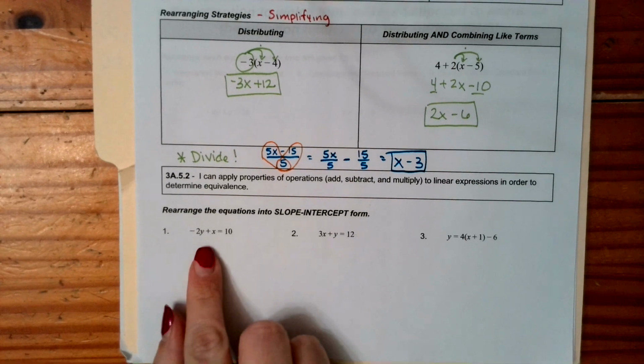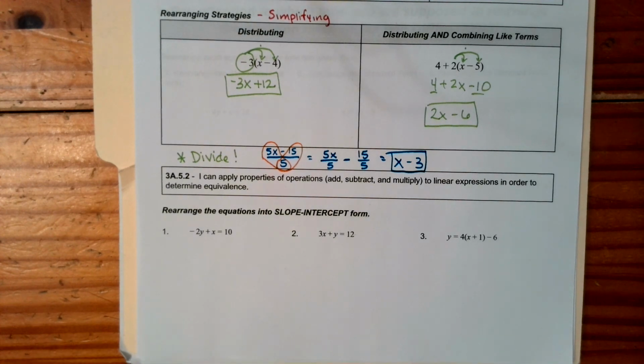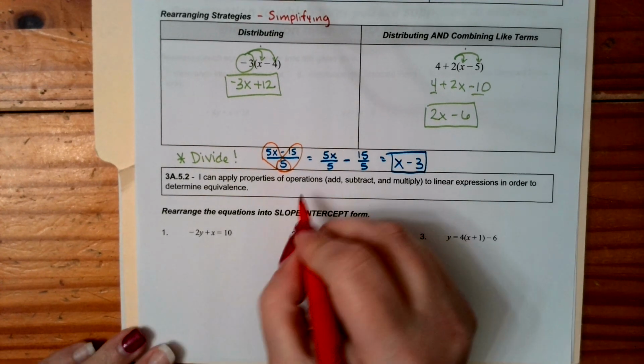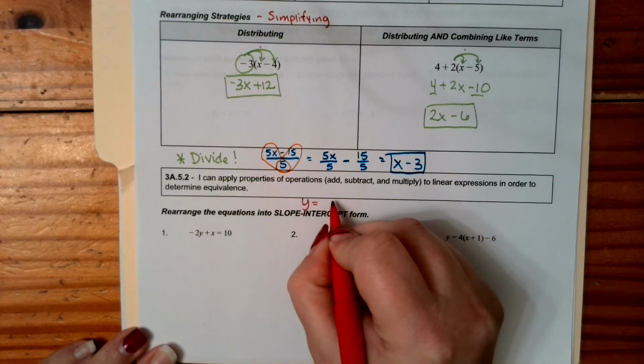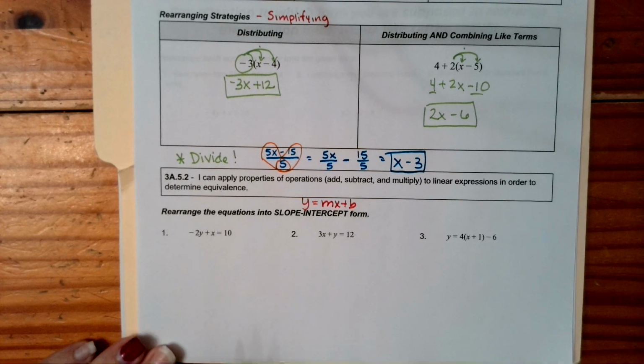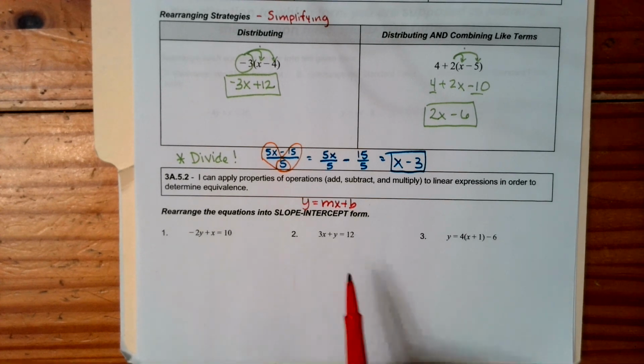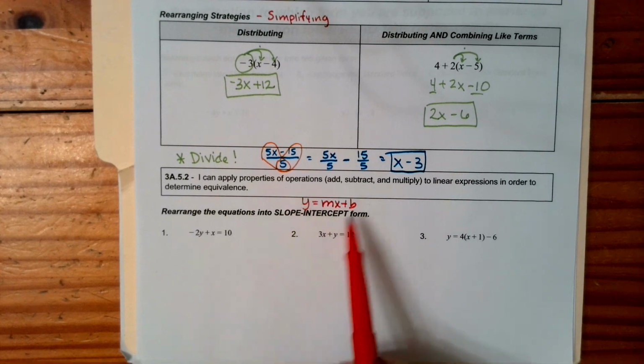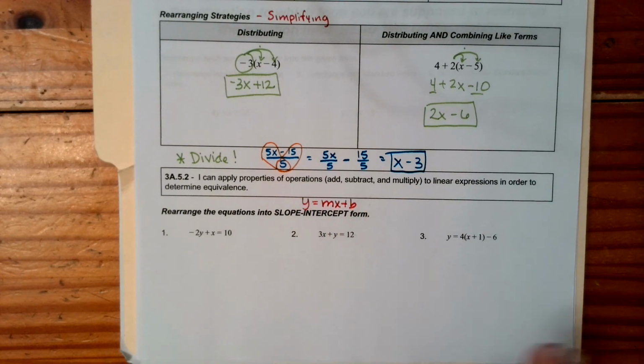So we're going to take this equation and we need to rearrange it into slope-intercept form. So make yourself a note first of what slope-intercept form is. It's y equals mx plus b. So we need to take these three equations that are here and rearrange them so that they look like this.